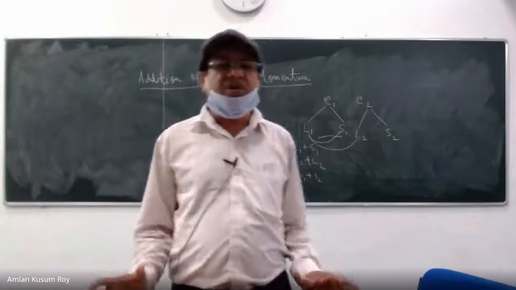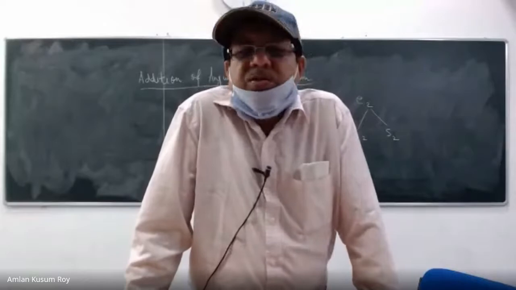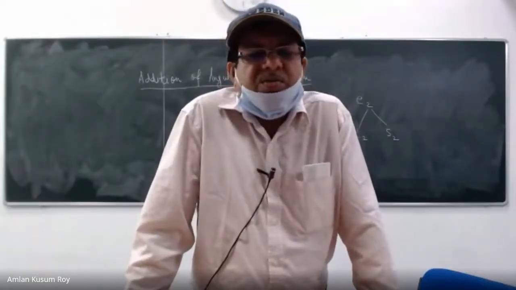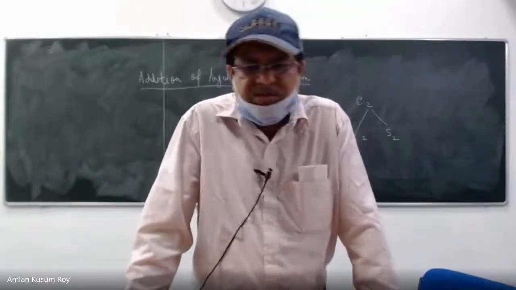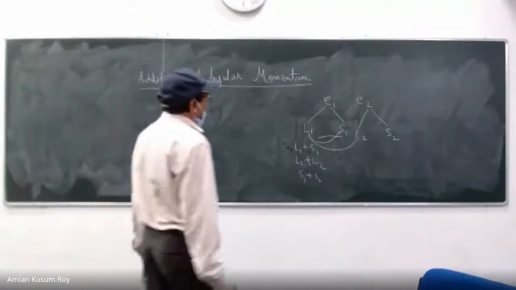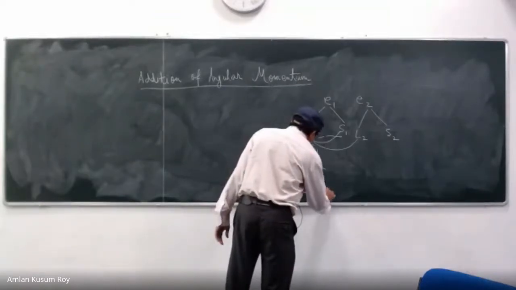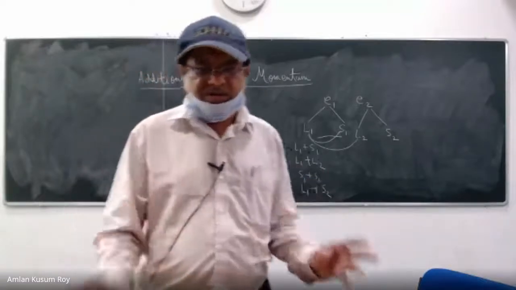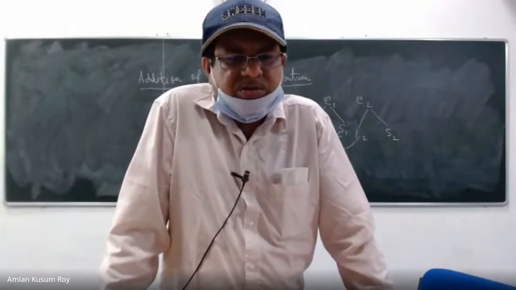So you have to learn how to add the orbital and spin angular momentum of either one electron or two electrons, or the orbital angular momentum of two electrons, or the spin angular momentum of two electrons. Those are the three combinations that we need to learn. I can also write L1 plus S2. But before that, I need to devise a general procedure. That is what today's discussion is about.